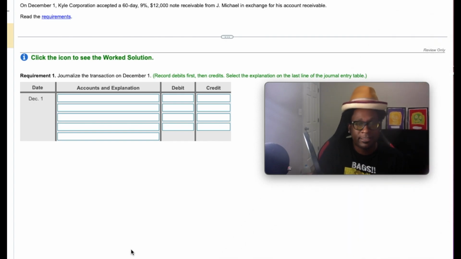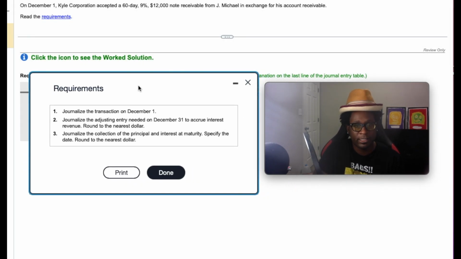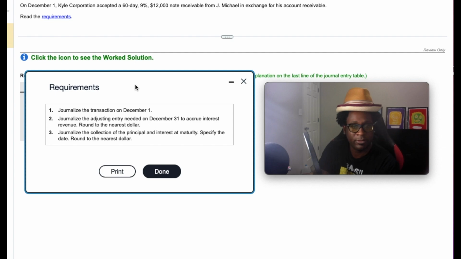It tells us that December 1st, Kyle Corporation accepted a 60-day, 9%, $12,000 note receivable from J. Michael in exchange for accounts receivable. And the requirements are to journalize the transaction on December 1st, journalize the adjusting entry, and journalize the collection on the note of principal and interest at maturity.